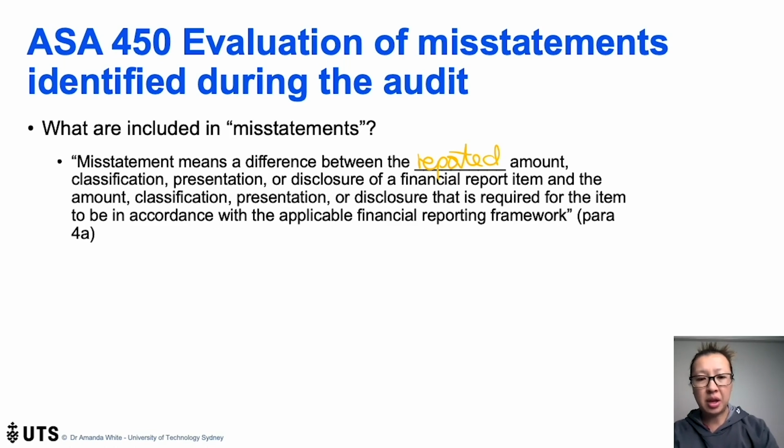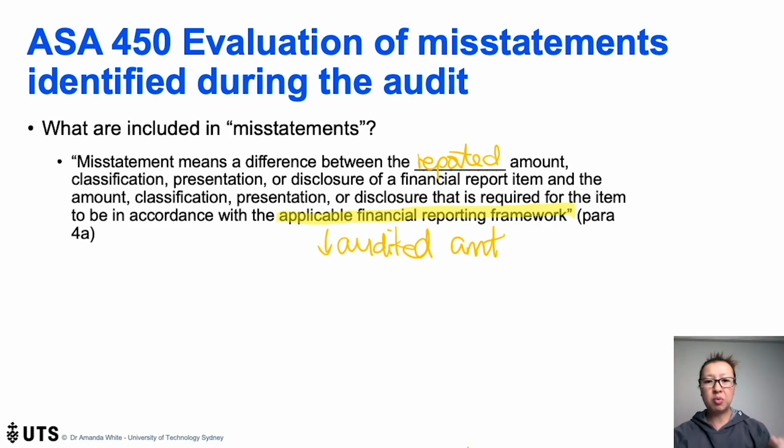Now that part there, where it does say the applicable financial reporting framework, really what they're saying there is this is what is the audited amount, all right, or disclosure or classification. So it's really the same words here because it says amount, and you'll see amount down here, and then it says classification up here, classification, presentation, presentation, disclosure, disclosure.